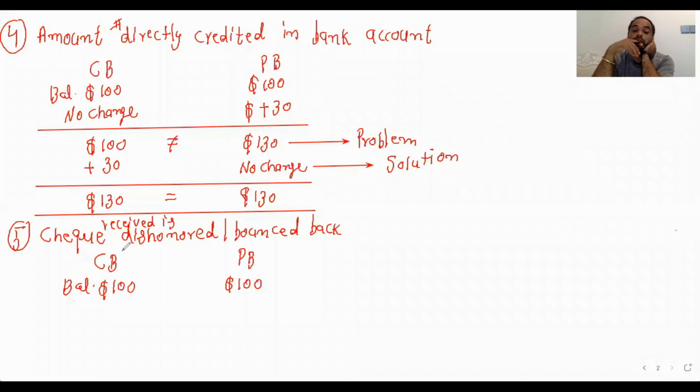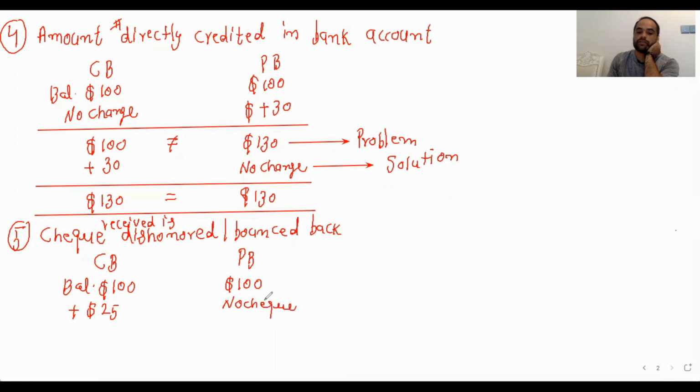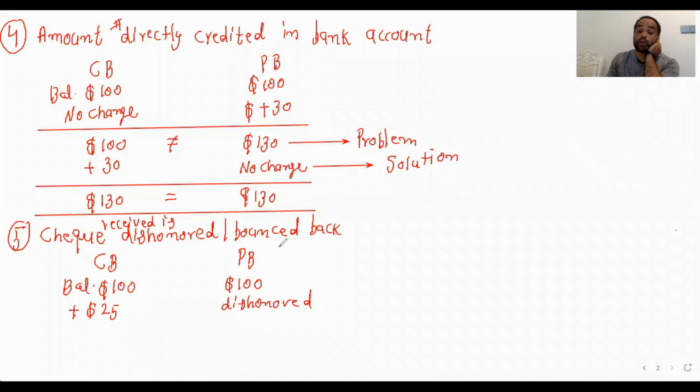If you receive a check, your cash account will be debited. All right, so your cash account will be increased. So let's say it's increased by $25. So you receive a check of $25. So since this check is dishonored, no change in the passbook. Check dishonored means obviously no amount is credited in your passbook. So as a result, your balance will be unequal.